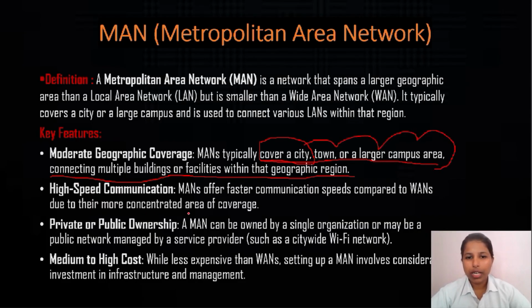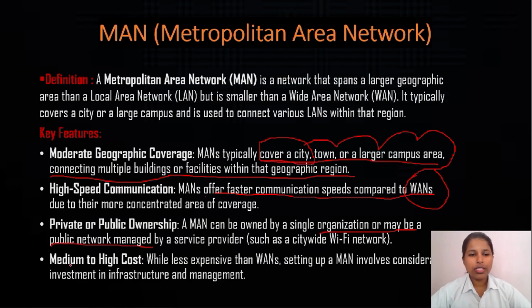And it is a high speed connection. A MAN offers a fast communication speed compared to WAN, but it is lesser when you compare to LAN. When we compare to WAN, it is high speed. And the third one is private or public ownership. A MAN can be owned by a single organization or maybe a public network managed by a service provider. That is, we can see a city Wi-Fi network, or also a private Wi-Fi network made by a single organization.